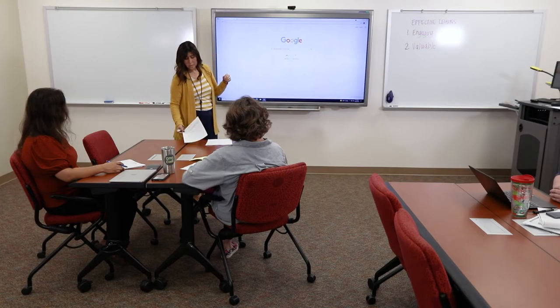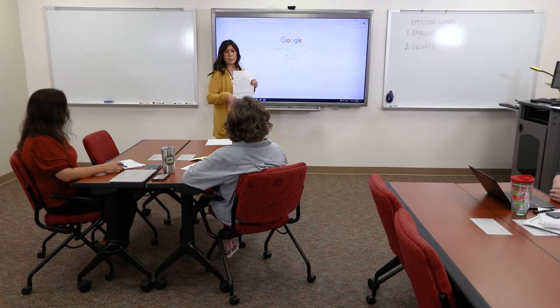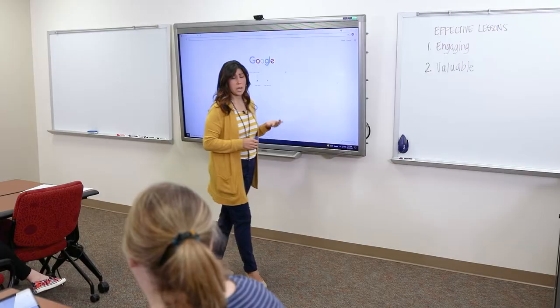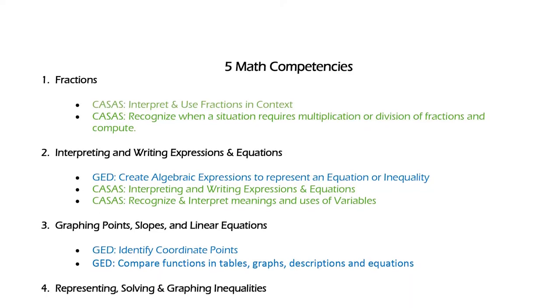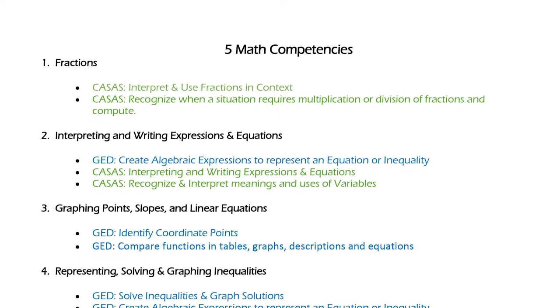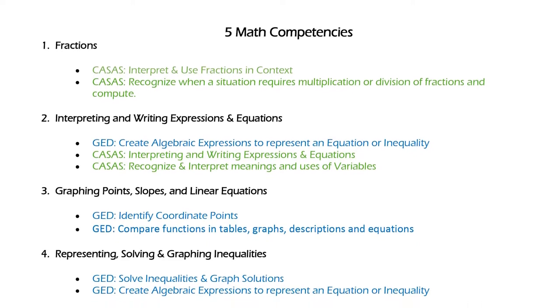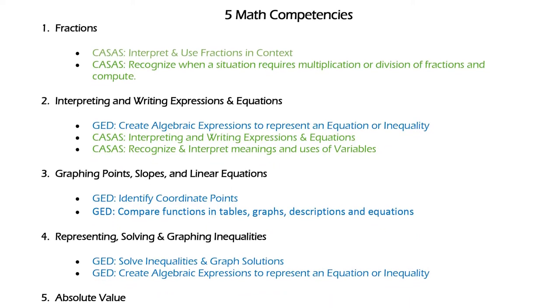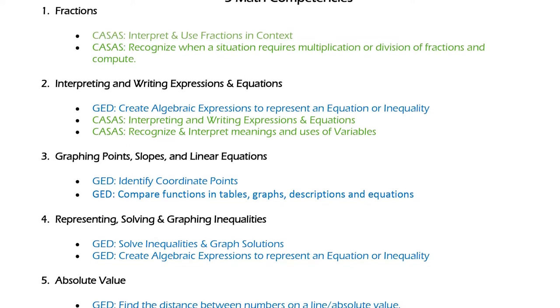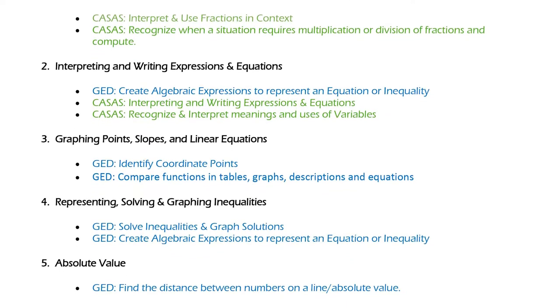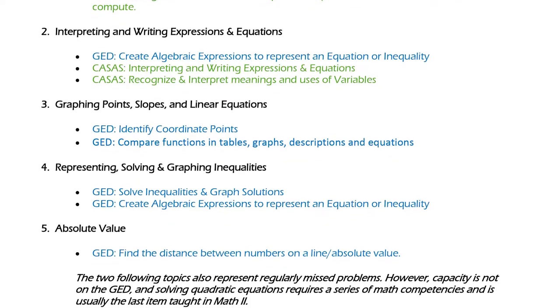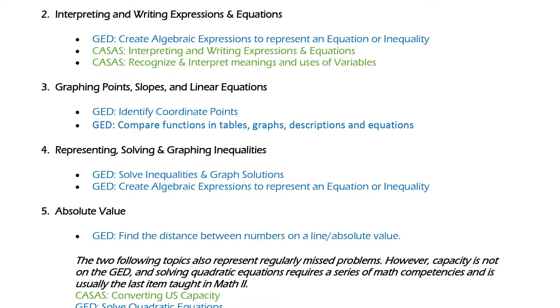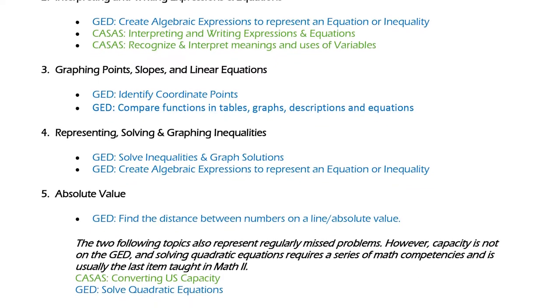So I have these CASAS results, these five competencies. We've seen these before. At our last professional development, we talked about what the competencies are. And so I will need to include that in your packet. I didn't copy those. But I'll just kind of read some off. If we're talking about math, our students are lacking in fractions. And then I kind of broke it down like interpreting fractions, recognizing when it needs multiplication, division. So fractions. Expressions, equations, graphing points, representing and solving and graphing inequalities. And then you've got absolute value. So you've got five different competencies.